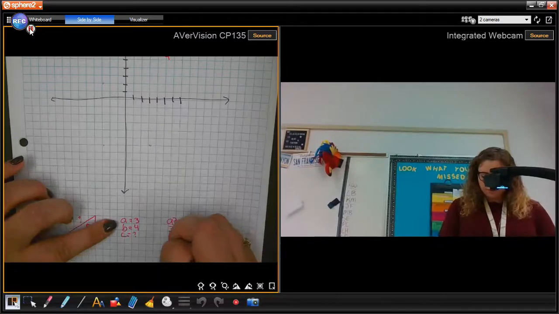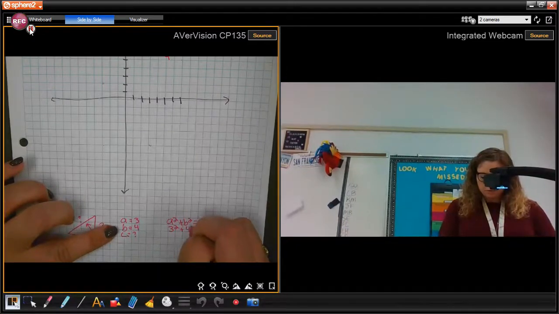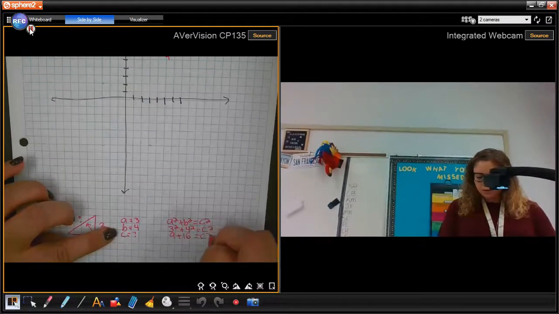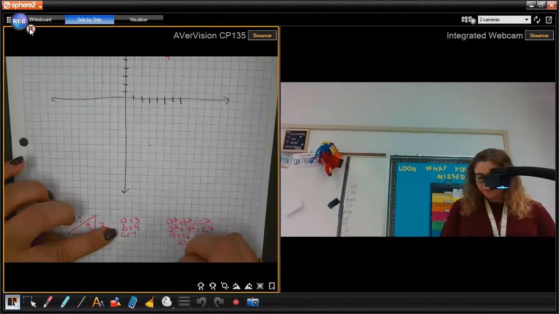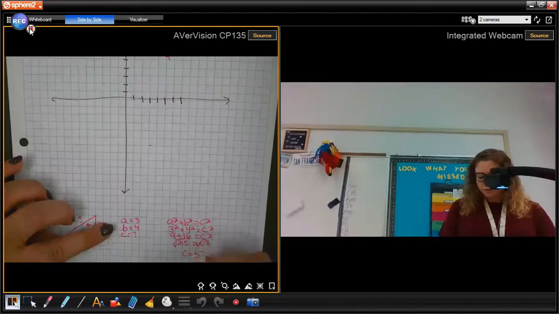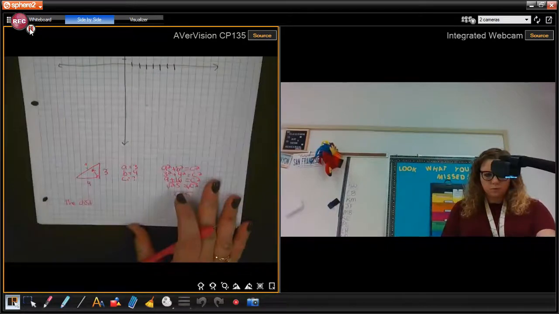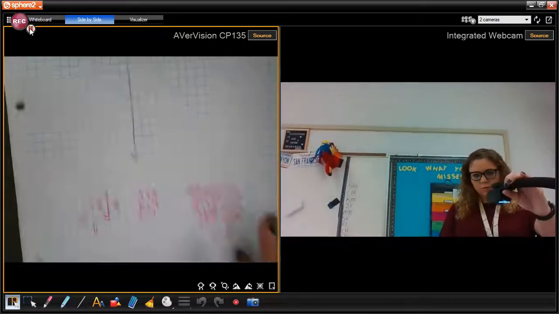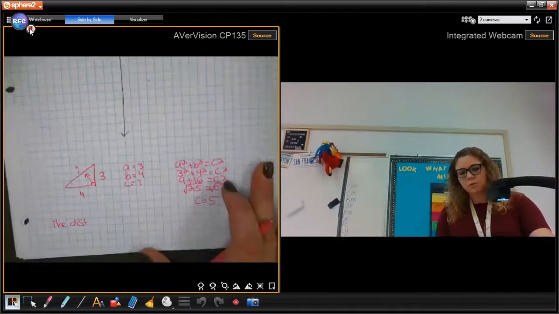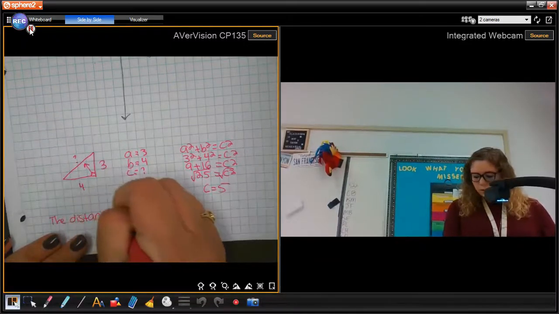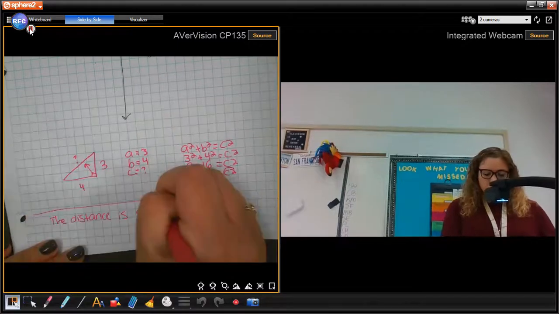Plug in my values. 3 squared is 9. 4 squared is 16. Add them, you get 25 equals C squared. Take the square root, C equals 5. So the distance is 5. Okay, and that's my answer.